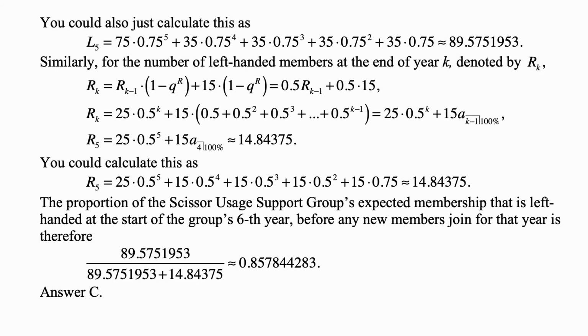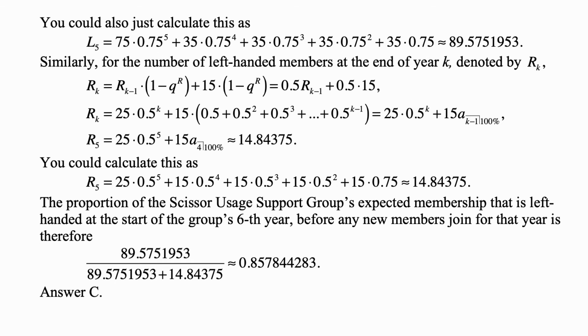You could also just calculate this as 75 times 0.75 to the 5th plus 35 times 0.75 to the 4th plus 35 times 0.75 to the 3rd plus 35 times 0.75 squared plus 35 times 0.75. And that's the same number. And this is probably a more straightforward way. It's 89.5751953.